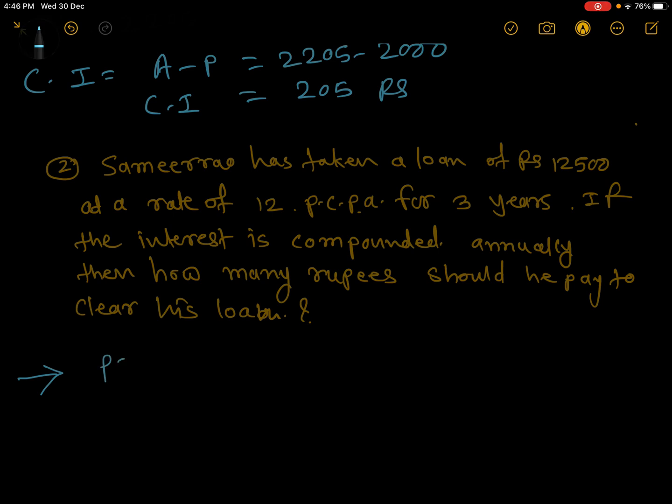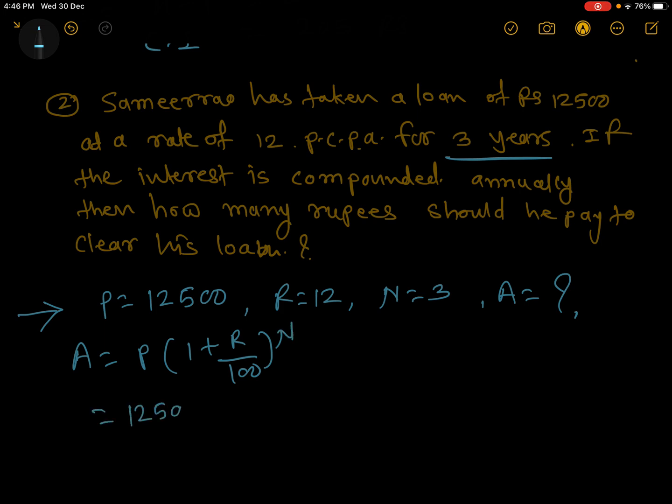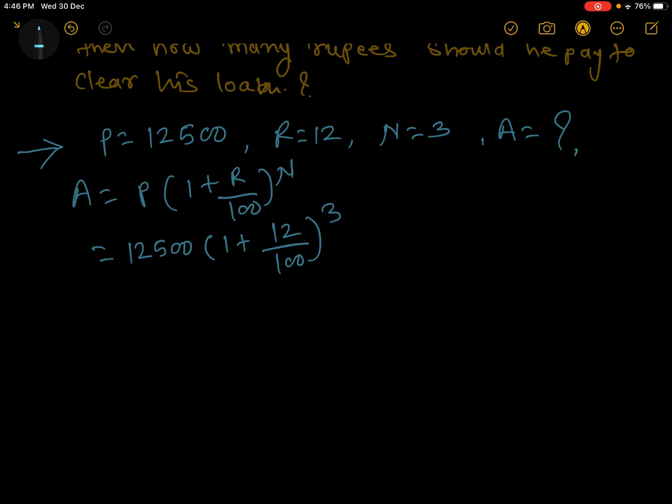First we write here P equal to 12,500, R equal to 12, N is 3 years. Here we have to calculate A. Then we write the formula again, A equal to P into bracket 1 plus R upon 100 raised to N. Putting values here, it is equal to 12,500.